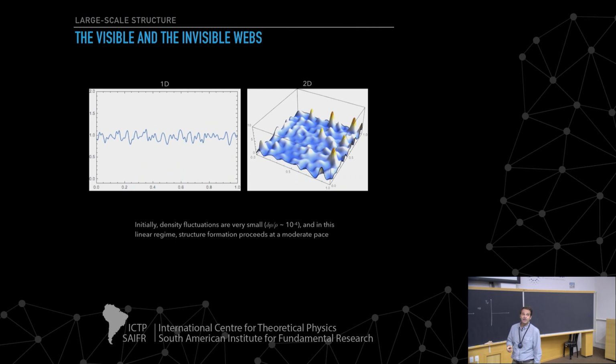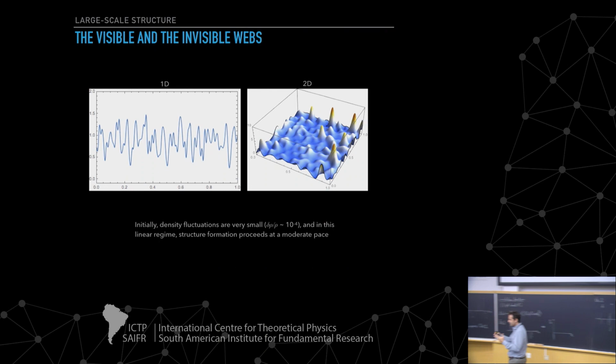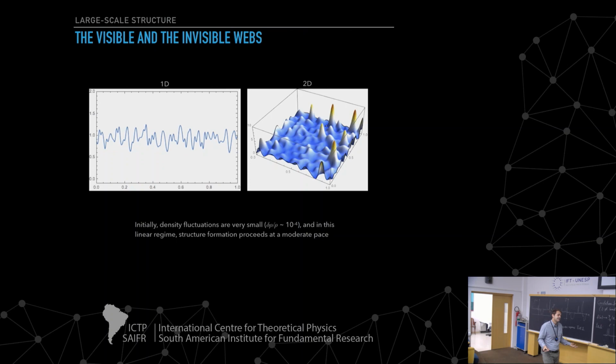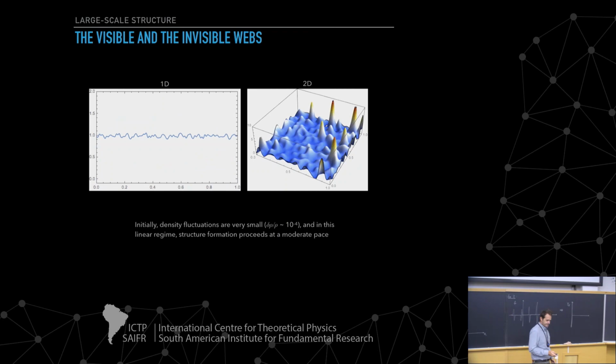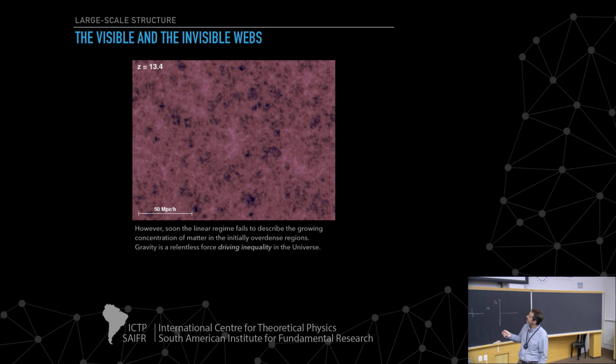Then you cannot use linear equations anymore. You have to use the full nonlinear equations, and this is then the time when you stop doing anything like this and you say, okay, I'm just going to do a simulation or some other technique. If you do a simulation, this is the kind of thing that you expect. This is redshift, so time is moving forward here. This is a scale that you can see here, 50 megaparsecs.